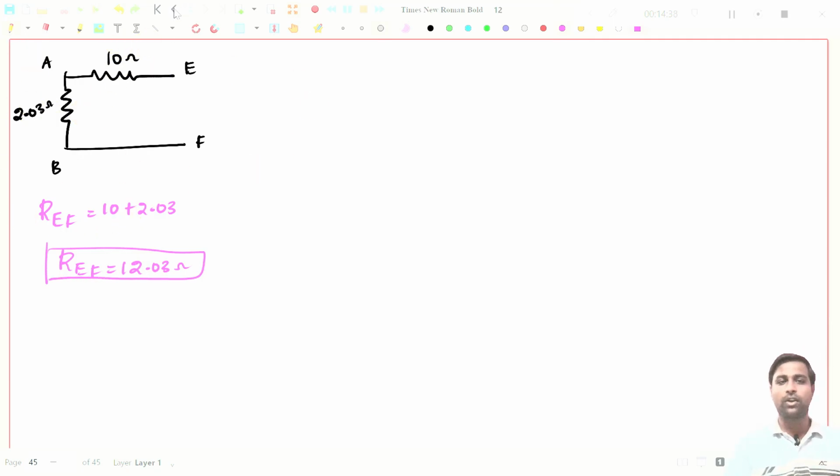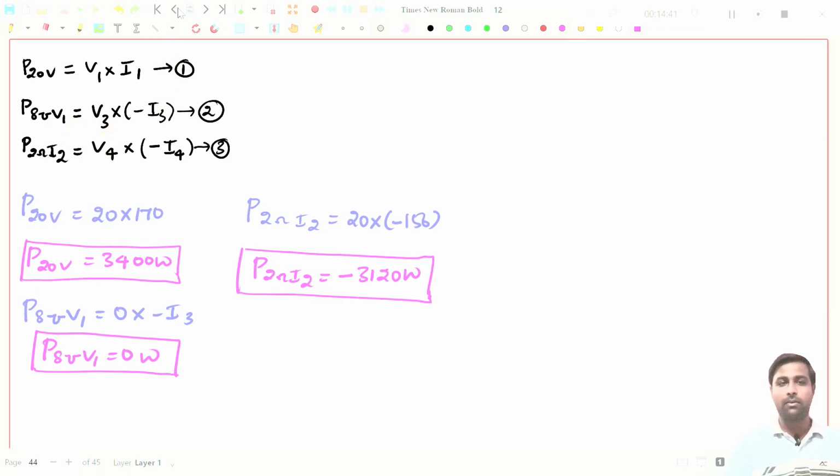So this is how you need to find the resistance between the two ends, right?